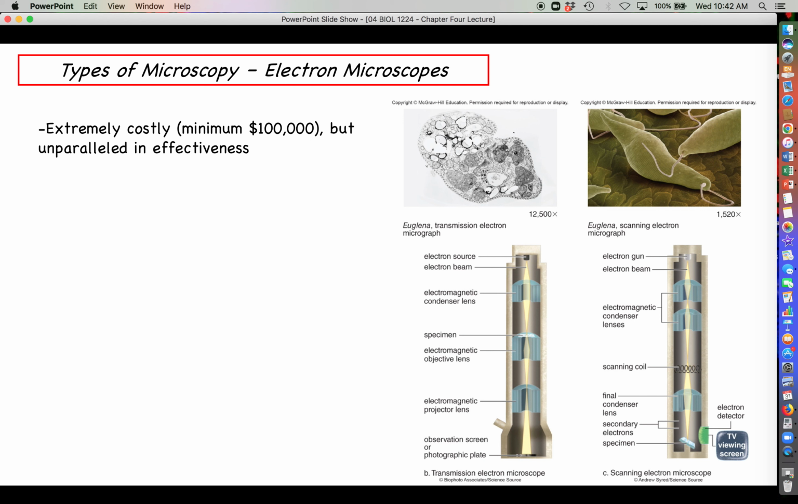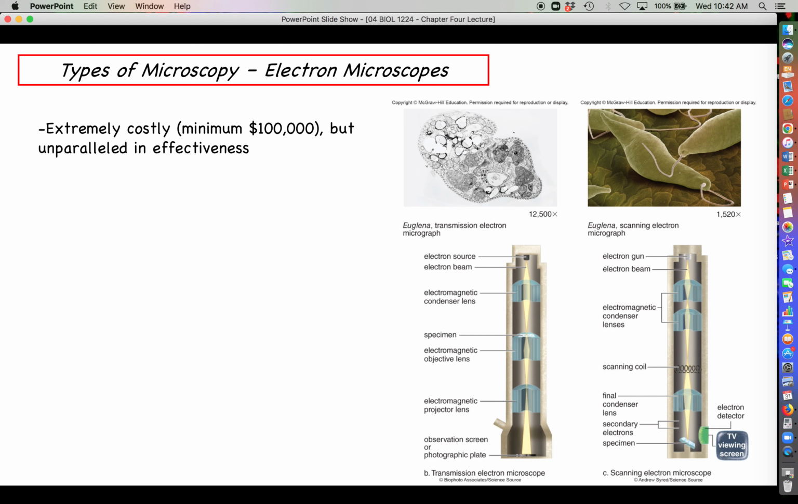Some objects in a cell are just way, way too small for us to be able to see, even with a compound light microscope. So that's where electron microscopy comes in. The downside of an electron microscope is that they are extremely expensive. You are very unlikely to ever use an electron microscope yourself, even as a biology student.